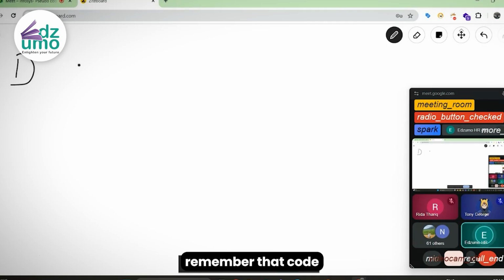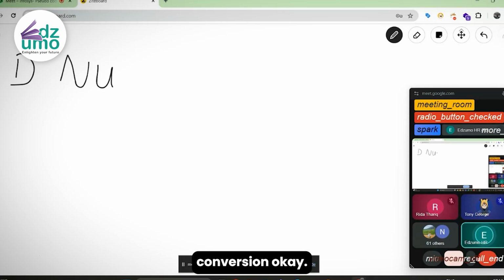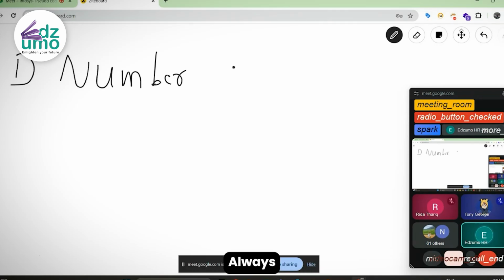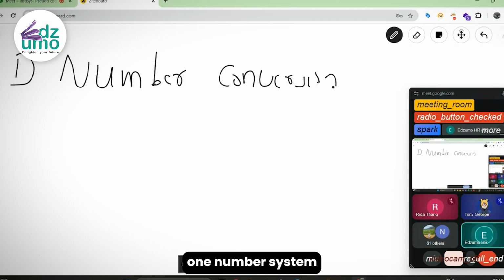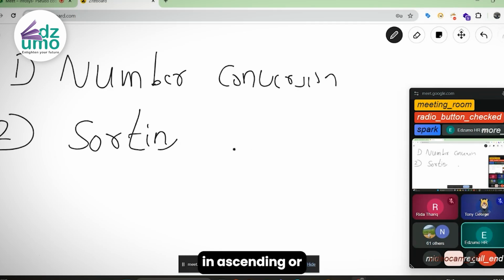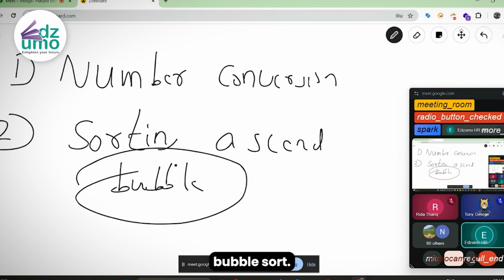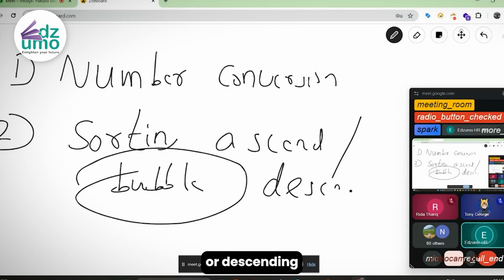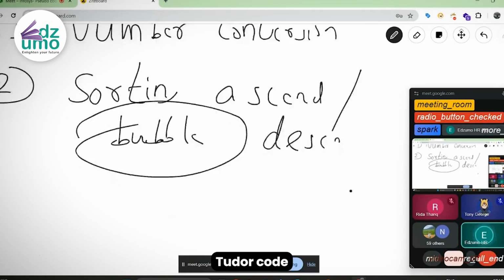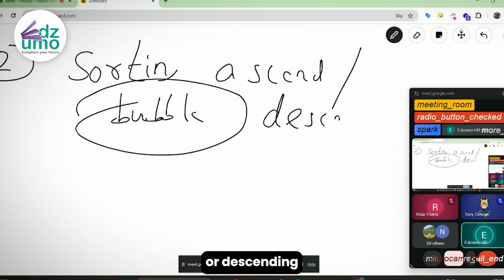Always remember the code for number conversion. Okay? That is from one number system to another number system. Always remember the code for sorting numbers in ascending or descending order. Mostly it will be based on bubble sort. So questions can be based on sorting in ascending order or descending order. Please remember that pseudocode for sorting numbers in ascending or descending order.